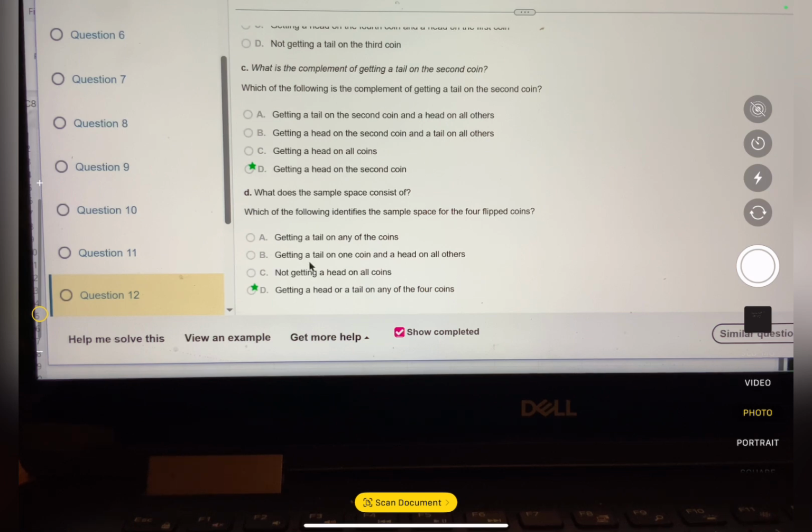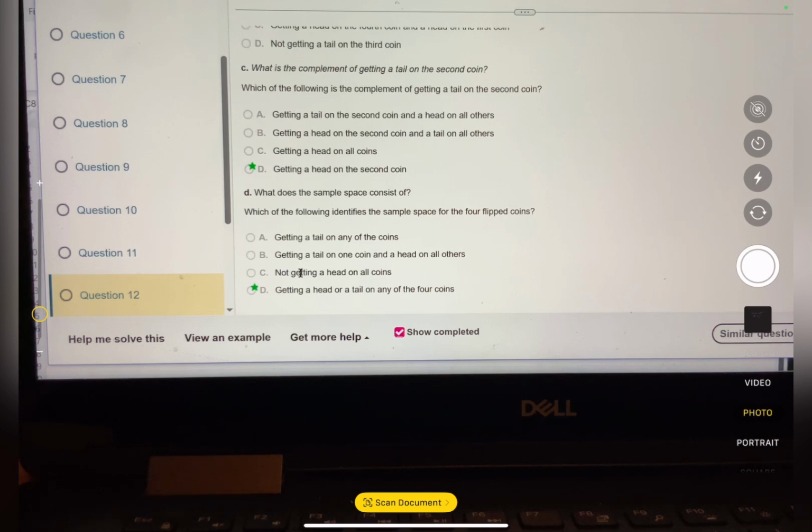Okay, sample space, it can be all possible answers. All possible answers means either tail or head. So if D wouldn't be there, then B would be the answer, but D is getting closer to a better answer for sample space, because D said getting a head or tail on any of these 4 coins. We know if we flip the coin, it's going to be head or tail, and any means all of it, right? Every single coin on all 4 coins. That's why D is sample space.